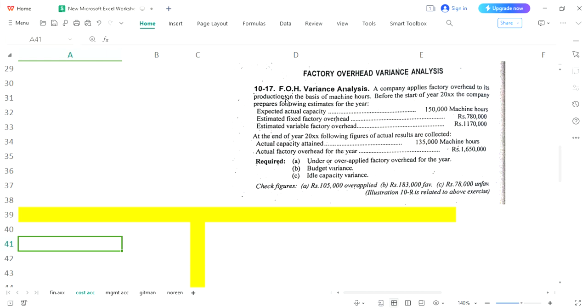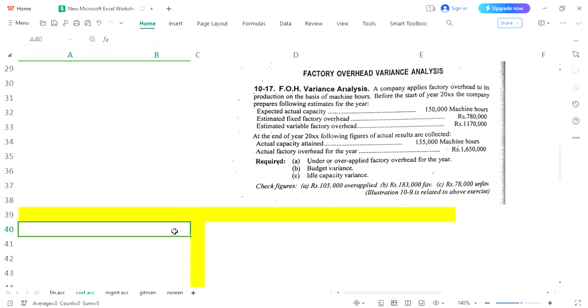What our requirement is, we are focusing upon it. We need to calculate three types of variances, and we have already discussed the formulas of these three variances. First is under or over applied FOH, then we have budget variance, and finally we will be calculating idle capacity variance. One thing we are going to do now, we will write all formulas related to these variances first, and then we will start reading this question.